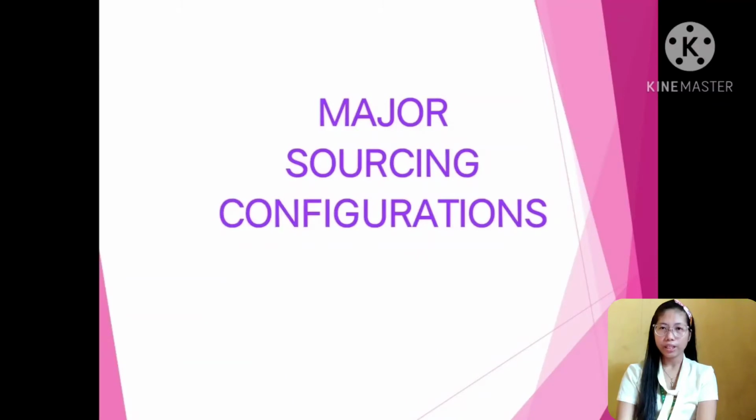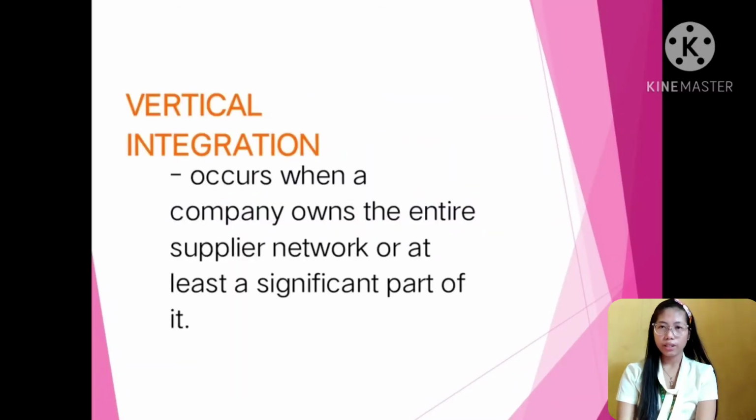Major sourcing configurations. Companies do everything themselves, from production to purchase, manufacturing, etc. Vertical integration occurs when a company owns the entire supplier network, or at least a significant part of it. The company may have to purchase raw materials from outside suppliers, but it produces the most expensive parts itself. Integrating vertically can reduce transaction costs by internalizing the different levels in the value chain.